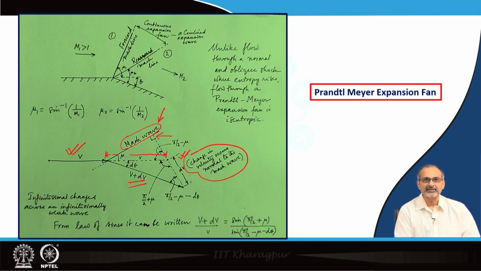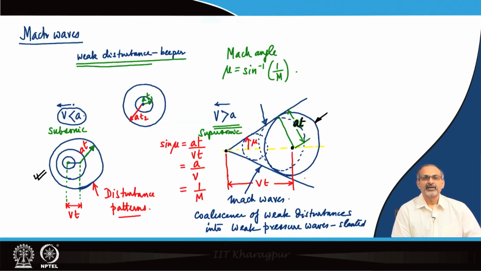Similar things happen over here too, and if you have an angle d theta here, 90 degree here, mu here, then the remaining two angles work out as pi by 2 plus mu over here and pi by 2 minus mu minus d theta at this lower corner, this being the change in velocity. And therefore, you can write this relation by using the law of sines, as we mentioned earlier. We had discussed a little bit about the Mach waves and how to get the Mach angle mu.